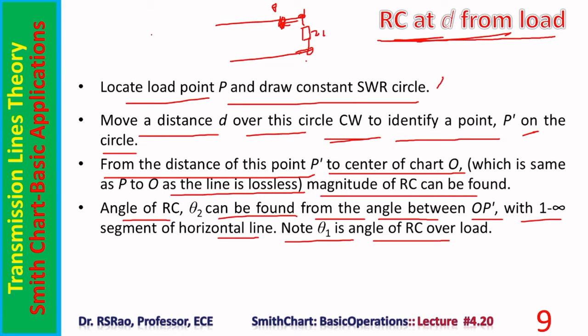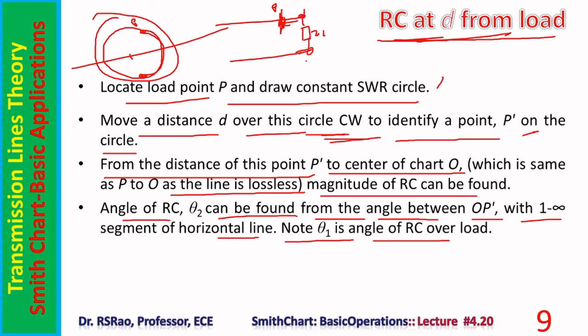What he is trying to tell is, this is Smith chart. Now locate load point. It is somewhere here. Now draw SWR circle. Now from P, move a distance D over this circle in clockwise direction. Let us say the point P here is at a distance of, let us say, 0.01 lambda. Now from here, you move 0.01 lambda distance over SWR circle.